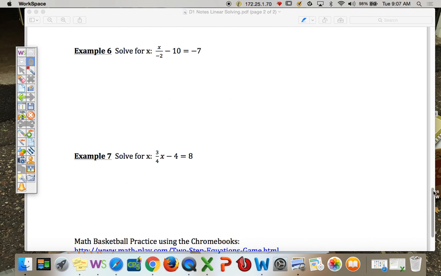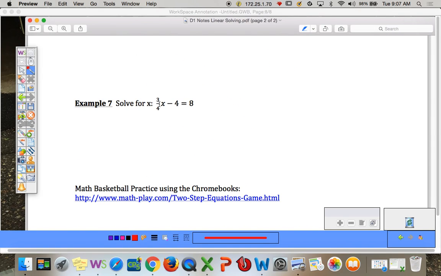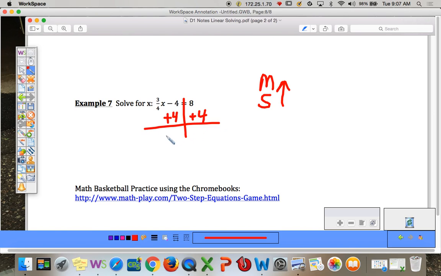All right, one more example, and then in class we're going to try this math basketball practice using the Chromebooks. So this one we have multiplying by a fraction, and then we have subtraction. So we're going to go the opposite order of operations. We'll add 4 first to each side. We have 3/4 x equals 12.